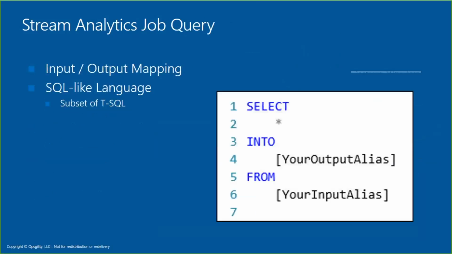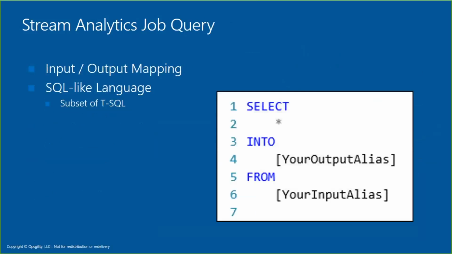Further, you have the Stream Analytics job query. Okay, you can do the input and output mapping over here using SQL-like languages. Once the input and outputs of the Stream Analytics jobs are set up, the query to map data across needs to be written. The query is written in SQL-like language, that is a subset of T-SQL. Okay, and this keeps things familiar and it makes it easier for implementing Stream Analytics.